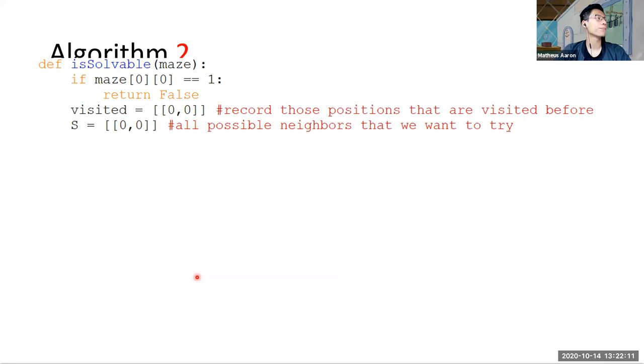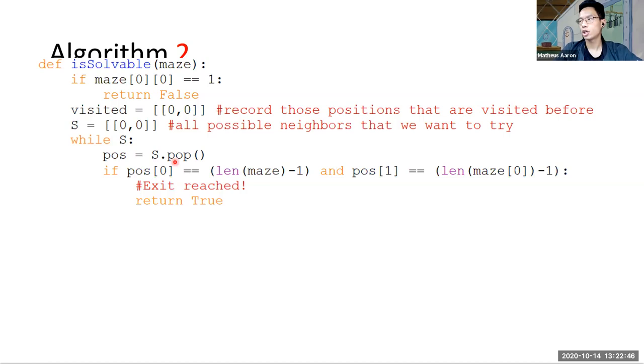So remember what bucket. First, we have visited. Visited is basically your history. Record all the positions that you visited before. And S is basically all the neighbors that we want to try. So S here is your bucket list in a sense. While S is not empty, meaning that you still have places to go, places that you want to explore in this entire universe, you take one place from S, your bucket list, and use that as your point of reference, your location.